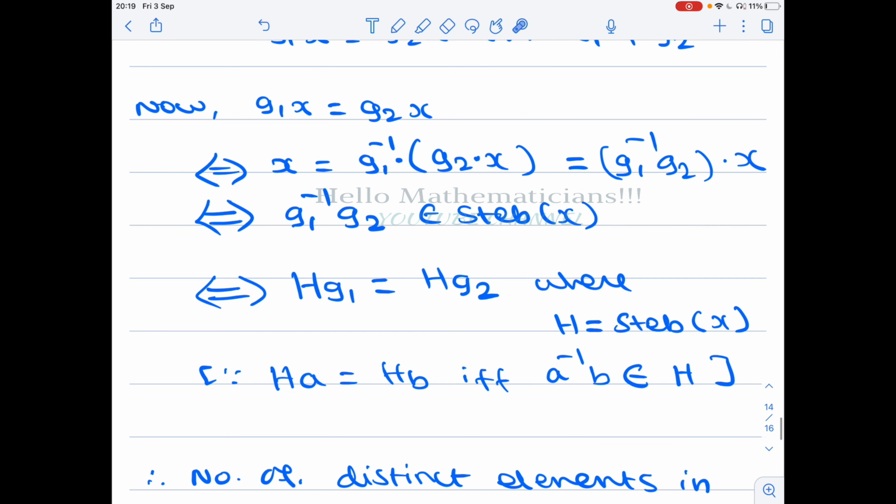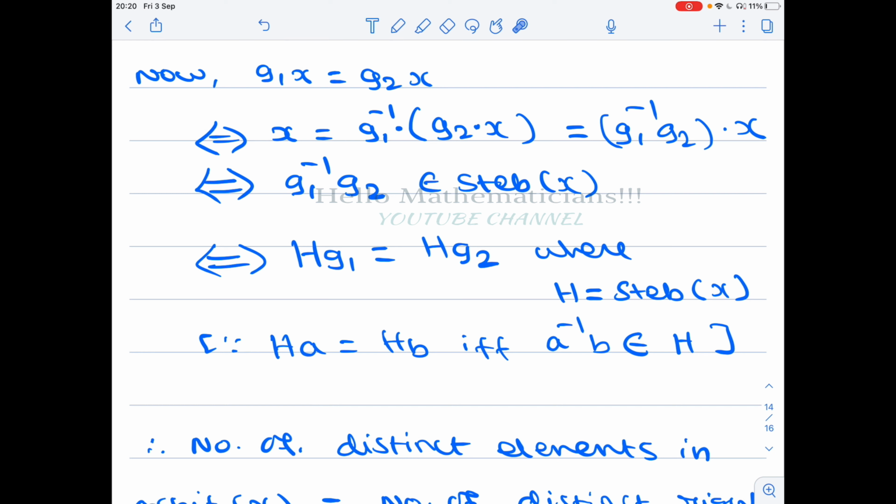So this is the crucial observation: two elements in the orbit are equal if their corresponding right cosets are equal for the stabilizer. Therefore, this gives a relation between the orbit and the cosets of the stabilizer. So try to understand what is happening. It is a very important result. In my next video I will explain one CSIR problem. We will solve that problem using this idea of group action, and in the subsequent video I will give you many interesting applications of this orbit stabilizer theorem.